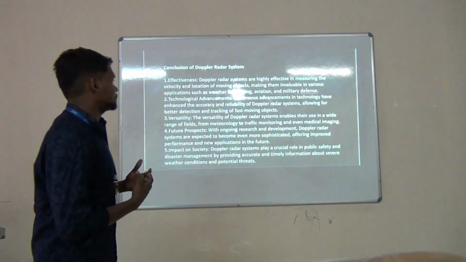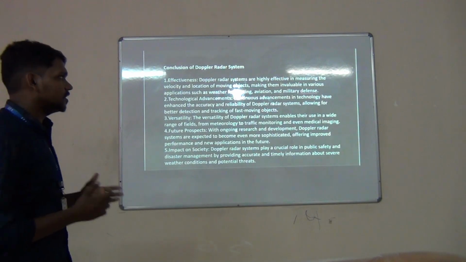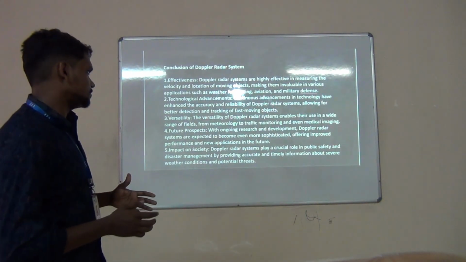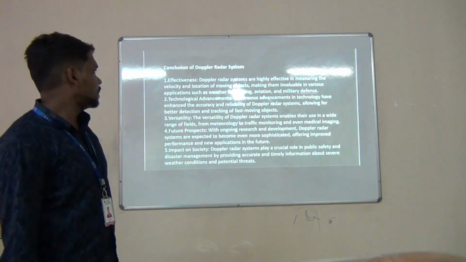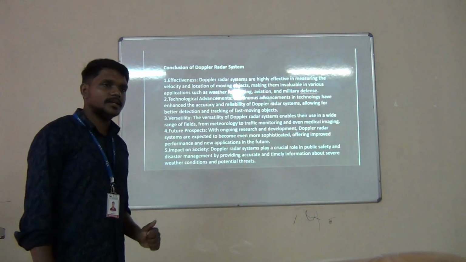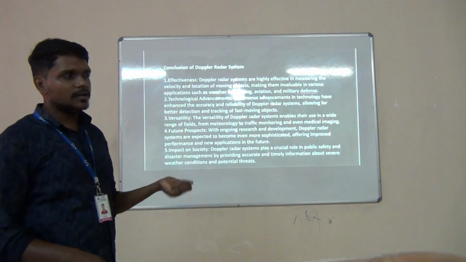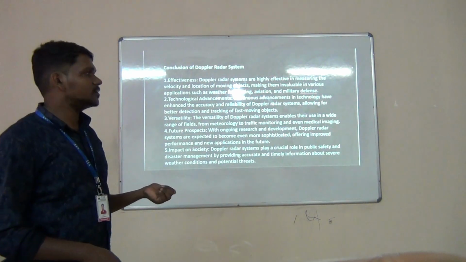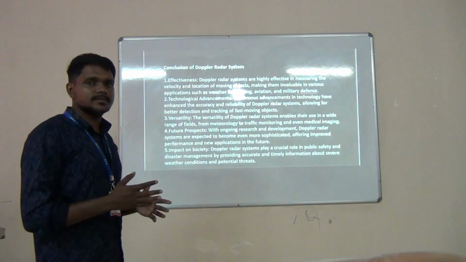Okay, as I said before, Doppler radar systems are highly effective in measuring the velocity and location of moving objects. The continuous advancement in technology has enhanced accuracy and reliability. I have also shown an example of how accuracy is maintained in defense technologies. It's all based upon Doppler radar systems only.